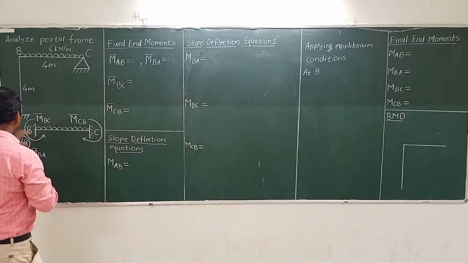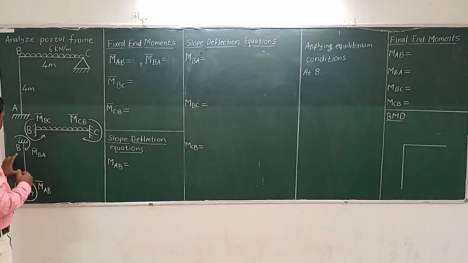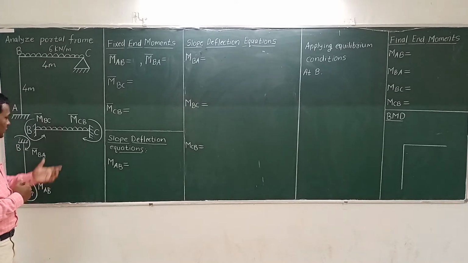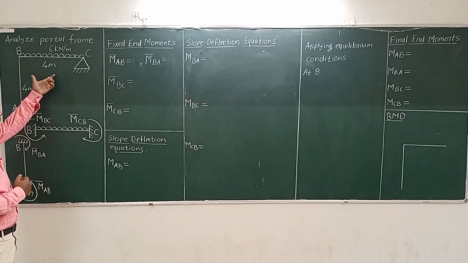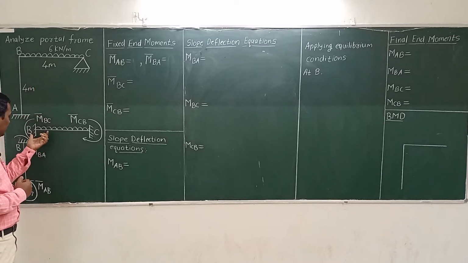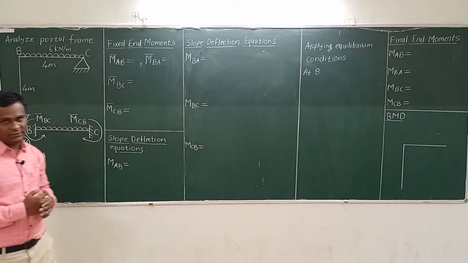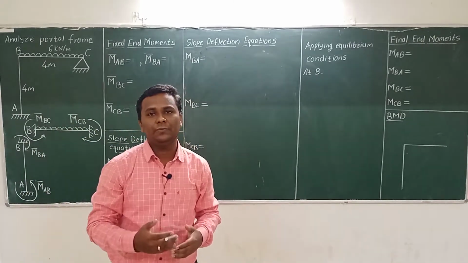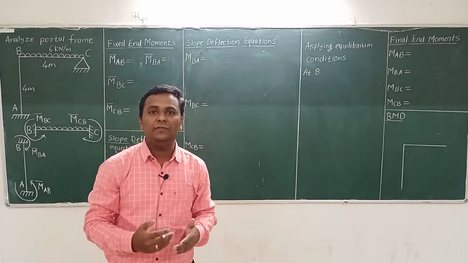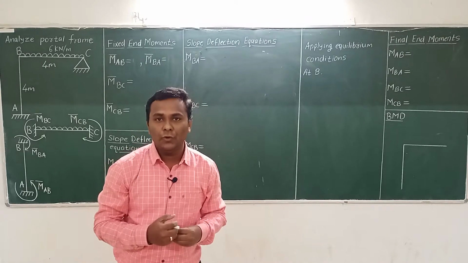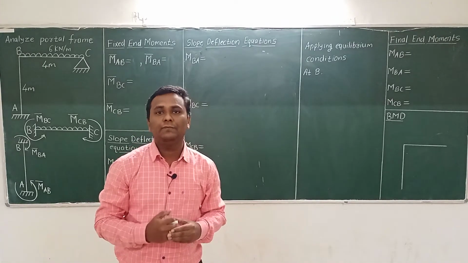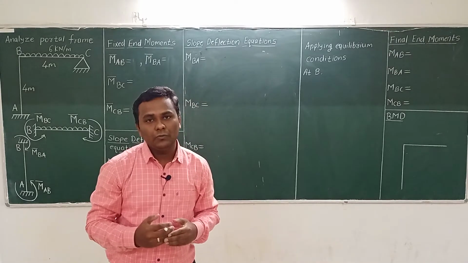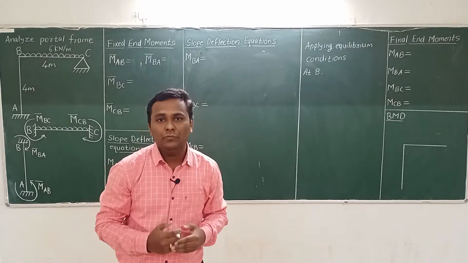Let us start from this column AB. Initially both ends of this column we have to consider as fixed. For the span or segment BC also, we are going to consider both ends as fixed. Now in structural analysis we have the concept of a fixed beam. When any fixed beam is subjected to some load, at its both ends some moments are induced. Those moments are called fixed end moments.